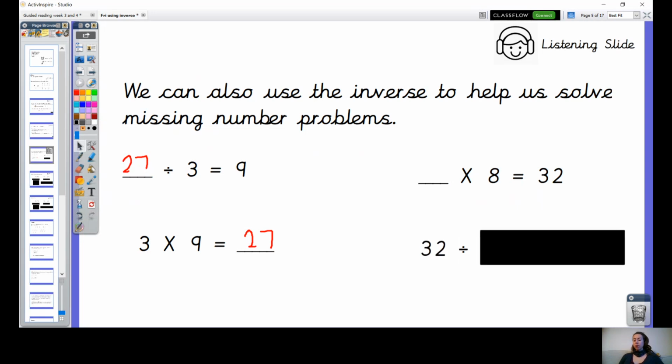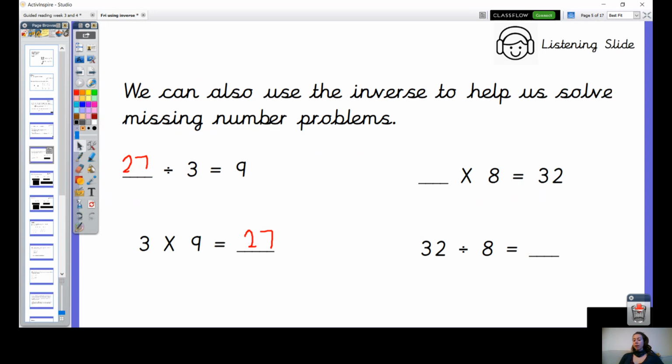Yeah, so we can do 32 divided by 8, can't we? And that would then get us our answer. I'm going to count up in 8s to help me today. So 8, 16, 24, 32. I've got 4 fingers up. That means 4 lots of 8 is 32. Therefore, my missing number is 4. There we go.